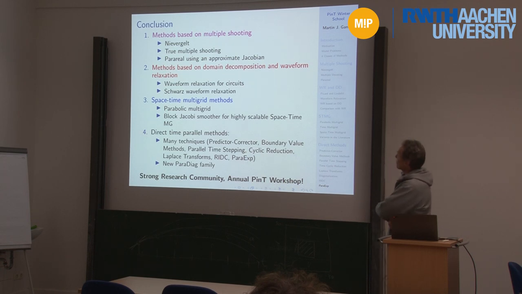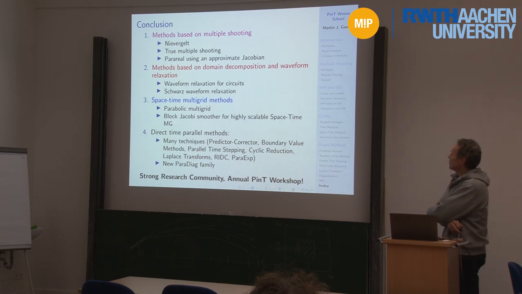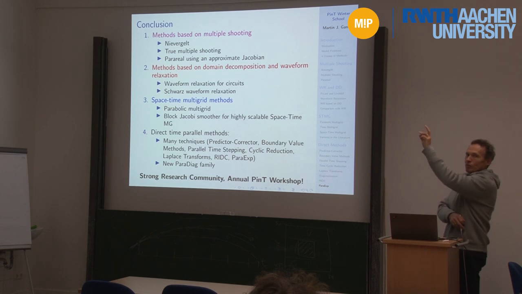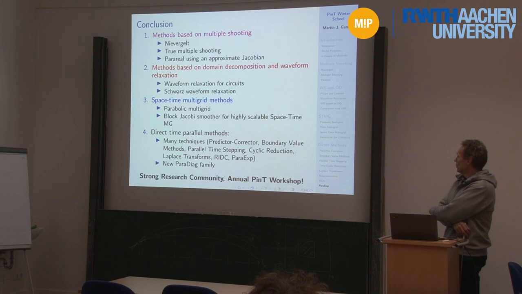Then there are space-time multigrid methods, very, very good for parabolic problems. There is this algorithm that I've shown you that I developed with Martin Neumüller, which is, in my opinion, the best for this type of problem. And there are many, many direct time parallel methods that were developed over time. And this ParaDiag family, this one with the alpha over delta t, this is one that goes much further. This you should watch out for.